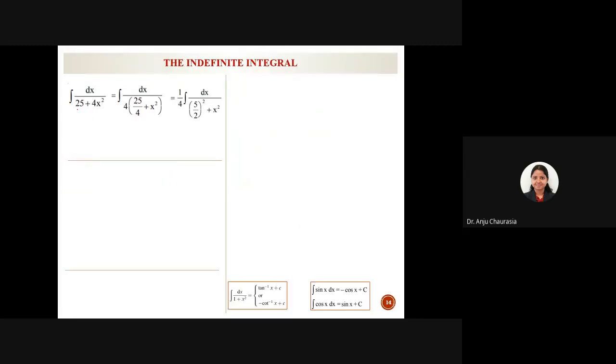You can see this type of differentiation, students. That is the x square plus a square form, 1 by. If you see the formula for the integration of 1 by x square plus a square, it is 1 by a tan inverse x by a. So this is the formula. So 1 by a square plus x square, if it is here, then that will be x by a.